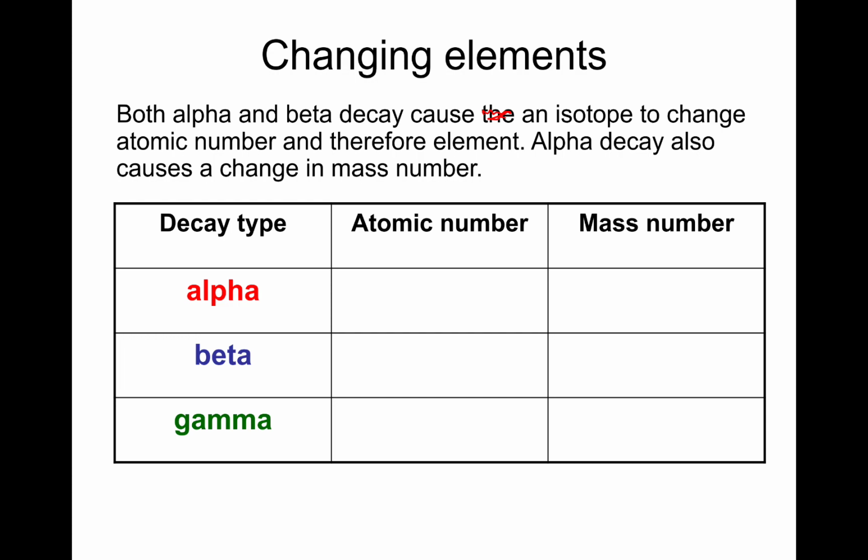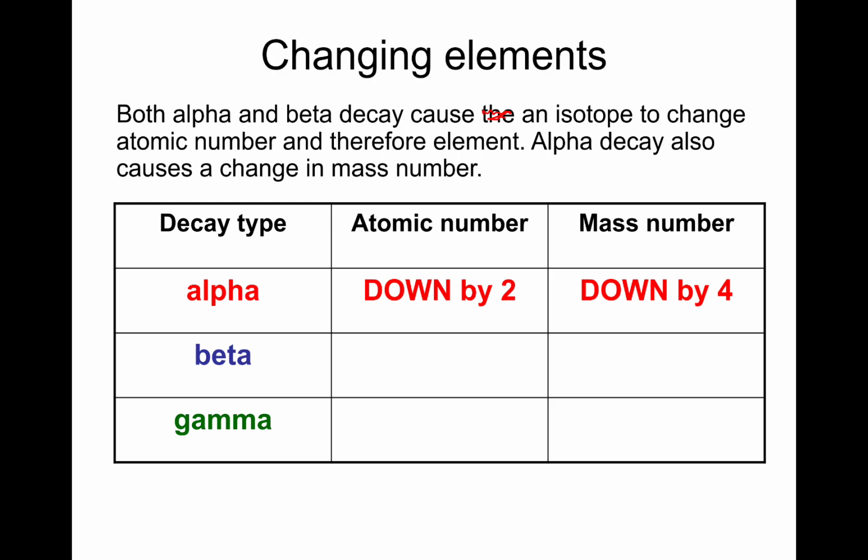The periodic table literally goes hydrogen, helium, lithium, beryllium, boron, carbon, and all that happens is that the proton number increases by 1 each time. And therefore element. So alpha decay also causes a change in mass number. So what about alpha? What happens to atomic number or the proton number? It goes down by 2. What about the mass number? Well, an alpha particle is 2 protons and 2 neutrons, so the mass would go down by 4.